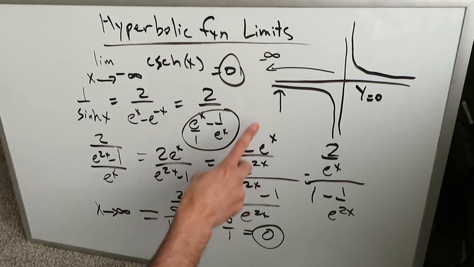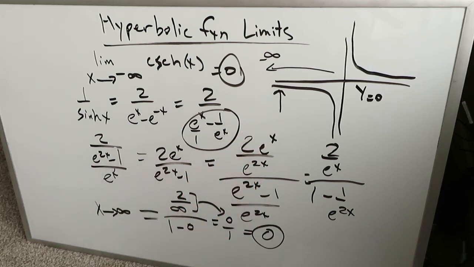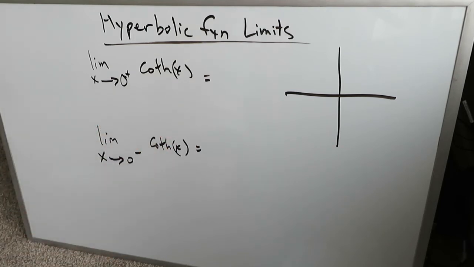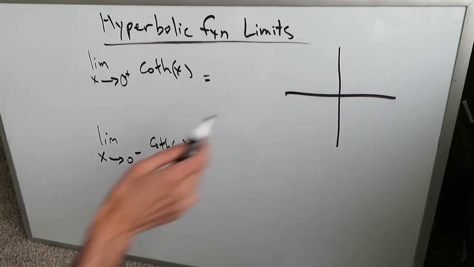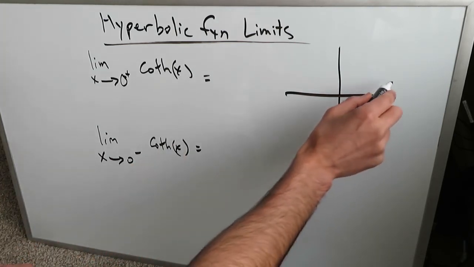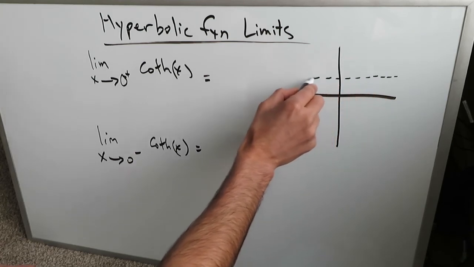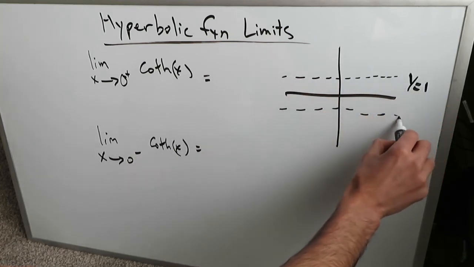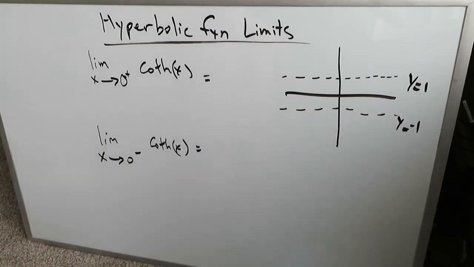And this process was no different than what I presented in the original limit videos that we did prior to the derivative videos. The hyperbolic cotangent function is the last hyperbolic function we are looking at in terms of examples in this video, and its graph is similar to that of the hyperbolic tangent in terms of the asymptotes. You have y equals 1 and y equals minus 1, the horizontal asymptotes.